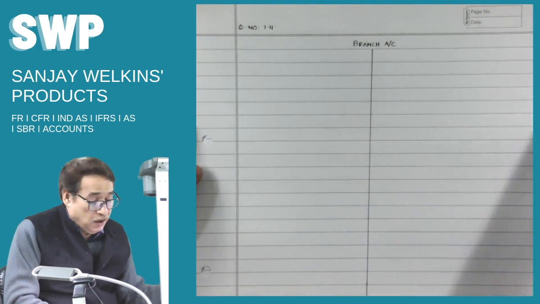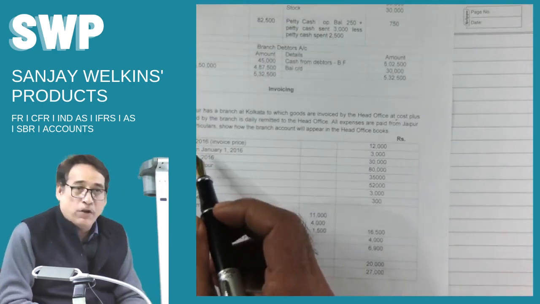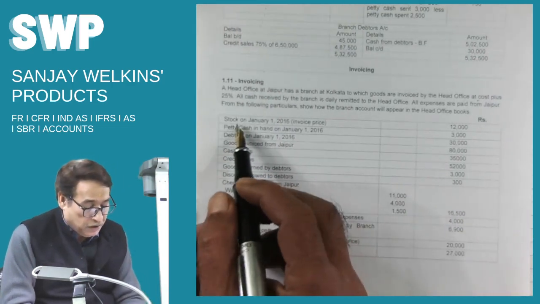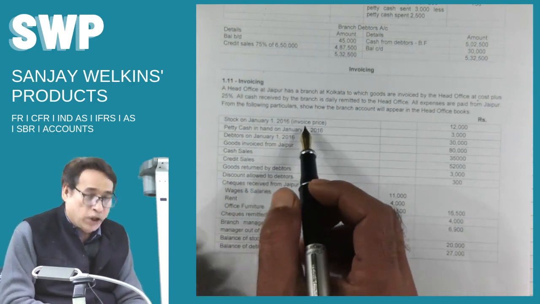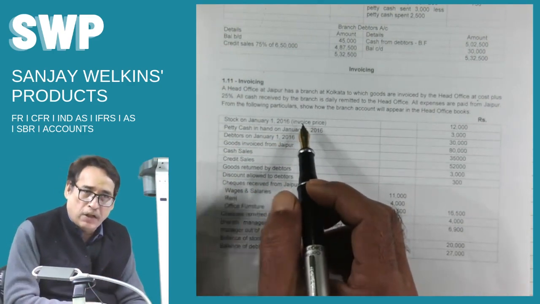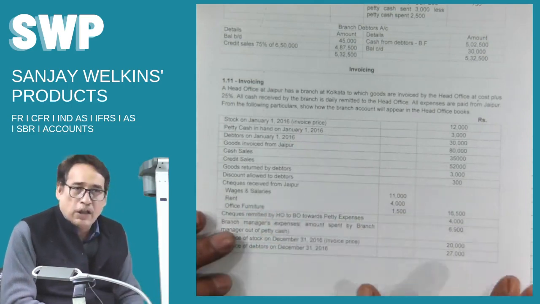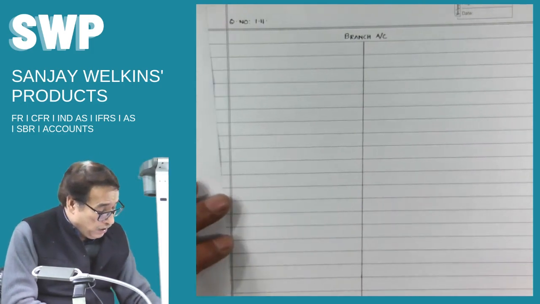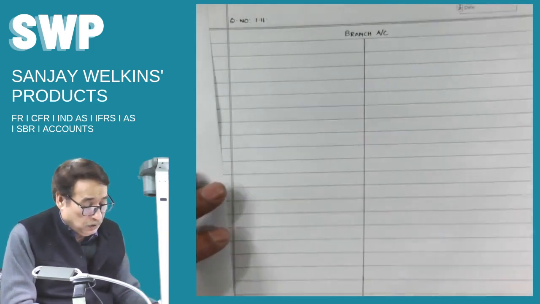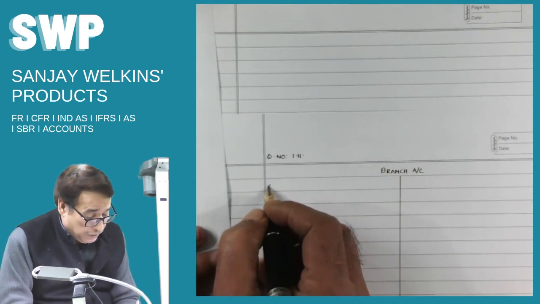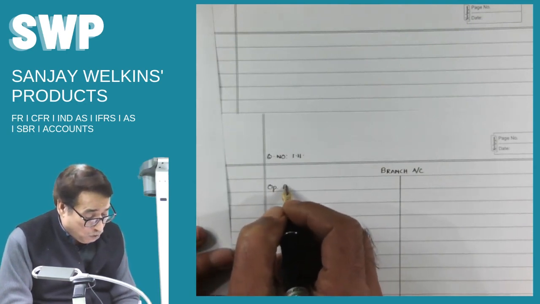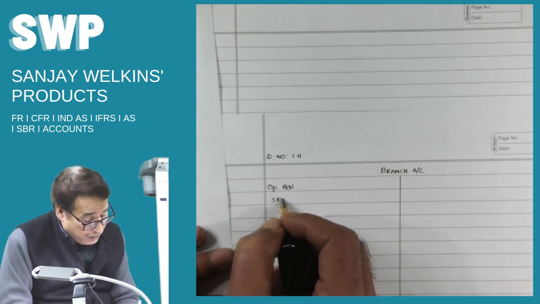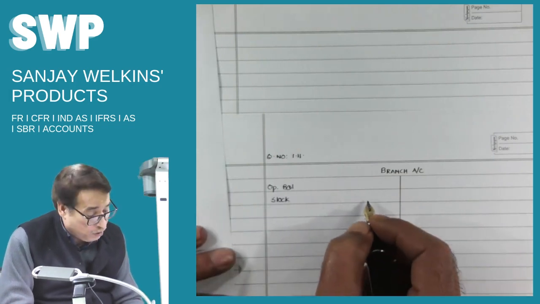Even though this question is of the invoice category, first I will do the question as if I am doing a normal question, just to make you understand better. For example, here it is written stock on January 1st at invoice price. I am not caring about invoice price at this particular moment. First, we are solving this question in a normal manner. So I will write the opening balance of stock here. Of course, it is written at invoice price, but I am not caring about that. So, 12,000 simply.